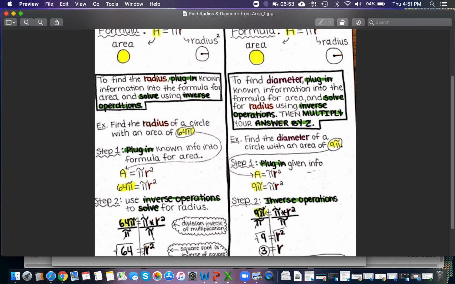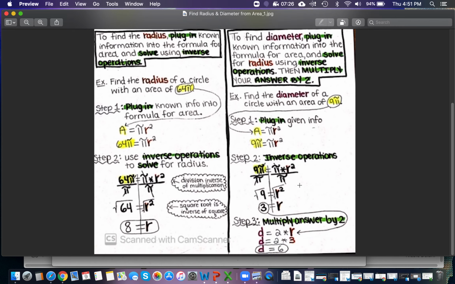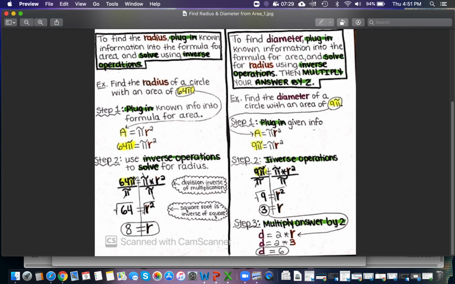So for an example, I have: find the diameter of a circle with an area of 9 pi. So again, first step, plug in the information they give me. In this case, I know that the area is 9 pi. So I'm going to plug in 9 pi for the area. So now instead of area equals pi times r squared, I have 9 pi equals pi r squared. Then I'm going to use inverse operations. So I have 9 pi equals pi times the radius squared.